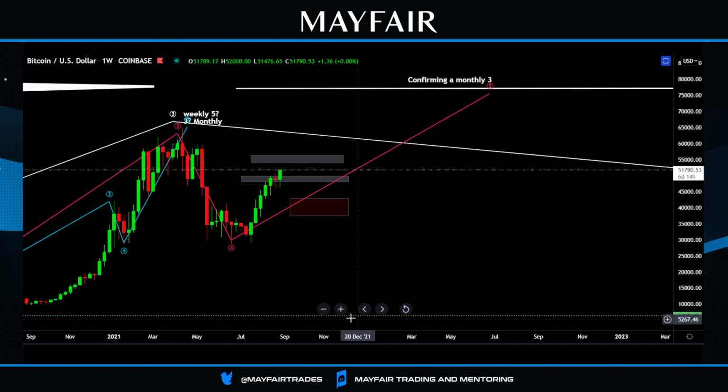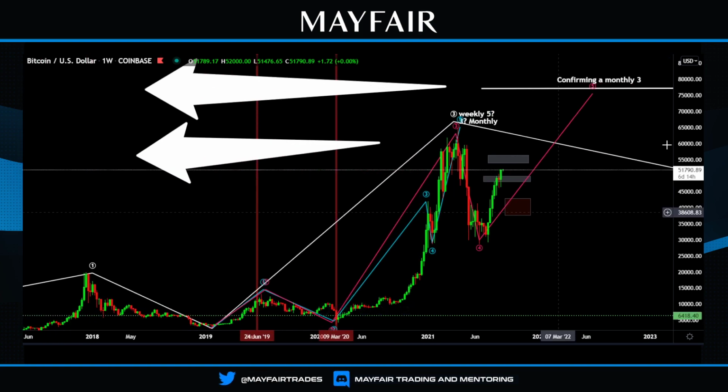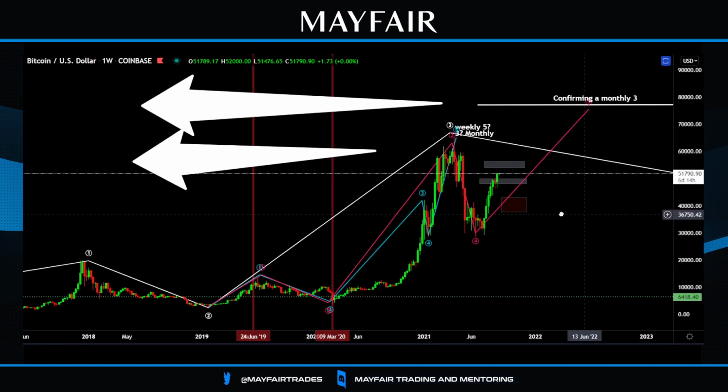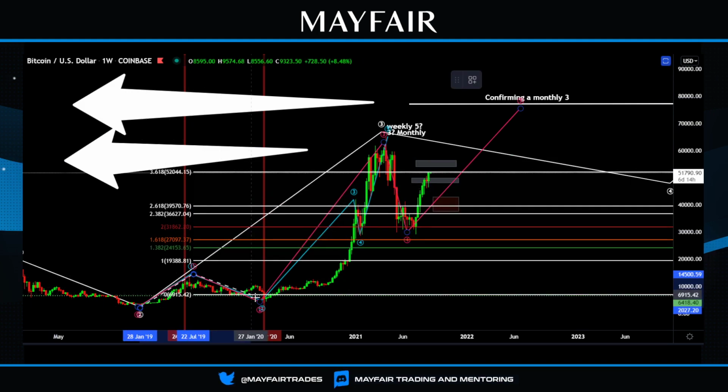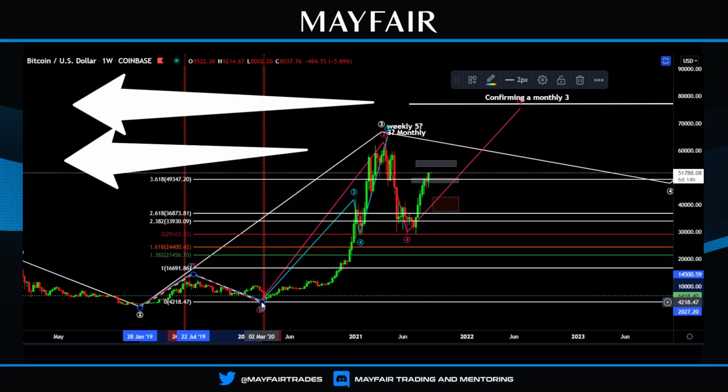We can then rub the Fibonacci extension levels all over this and look at a 0, 1, and a 2 move, okay?